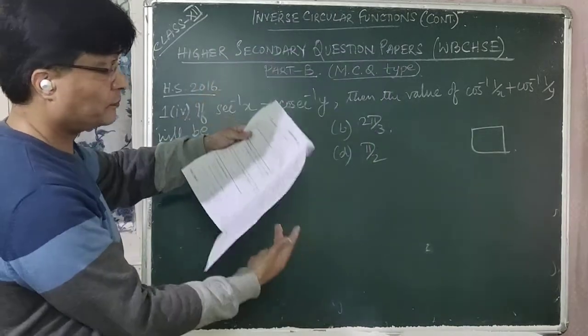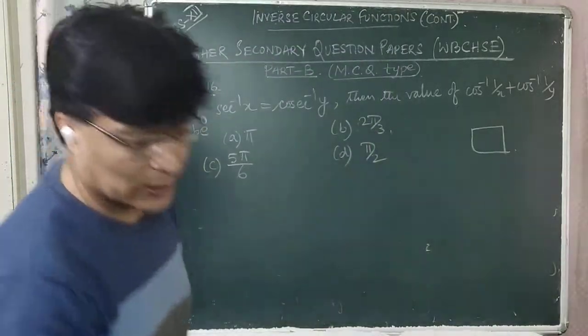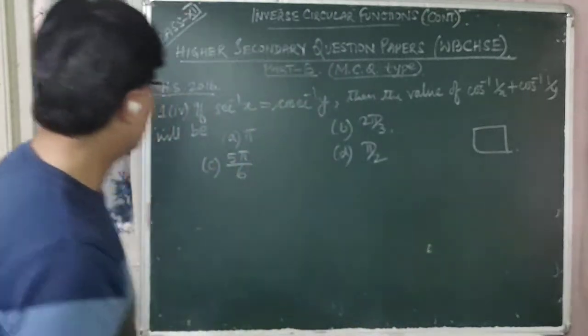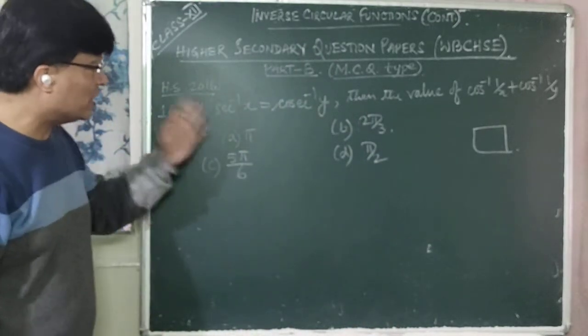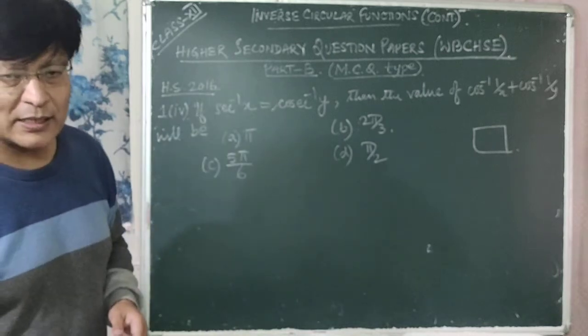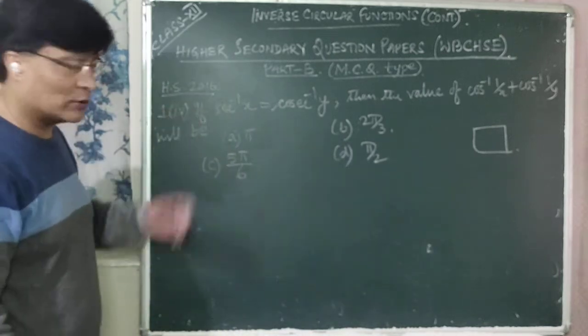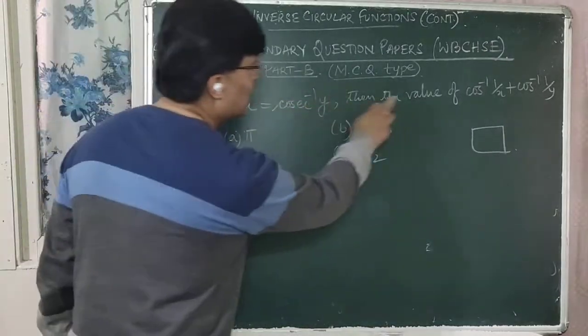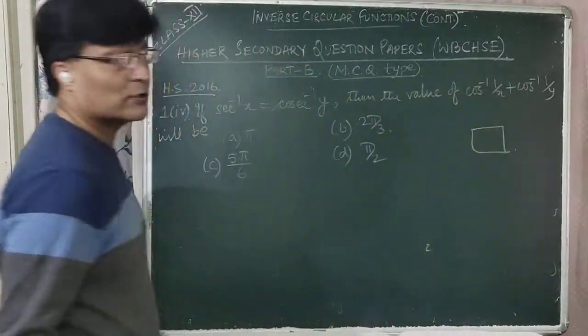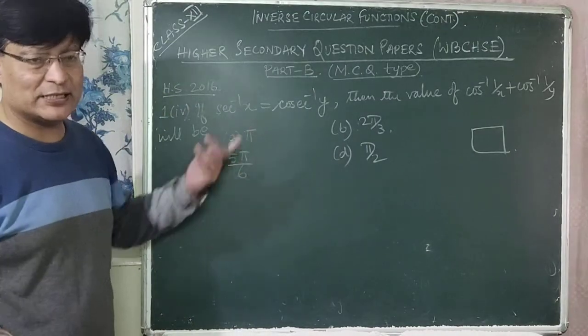Okay, so now let's do it. So this question is from HS 2016. This question is number 4. Each question carries only 1 mark. If sec inverse x is equal to cosec inverse y, it is given, then the value of cos inverse 1 upon x plus cos inverse 1 upon y will be what? A, B, C or D.